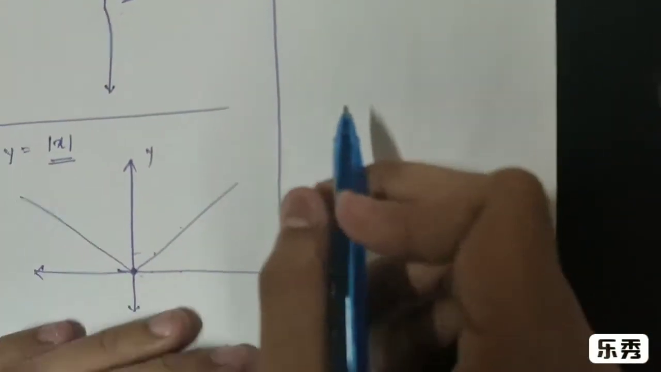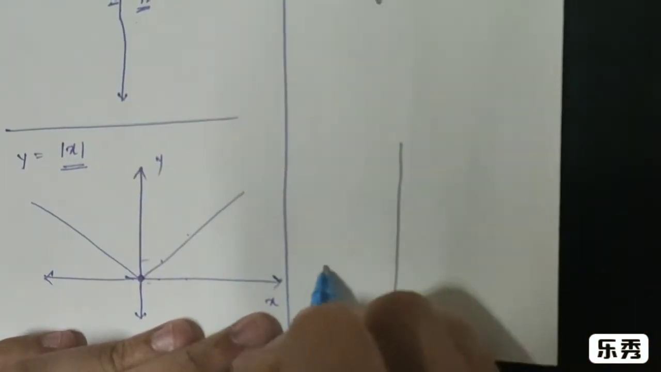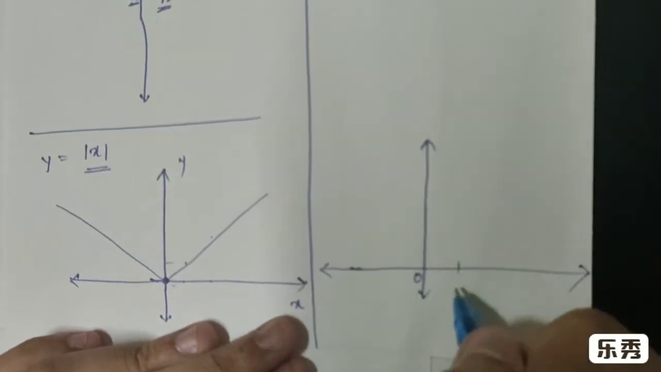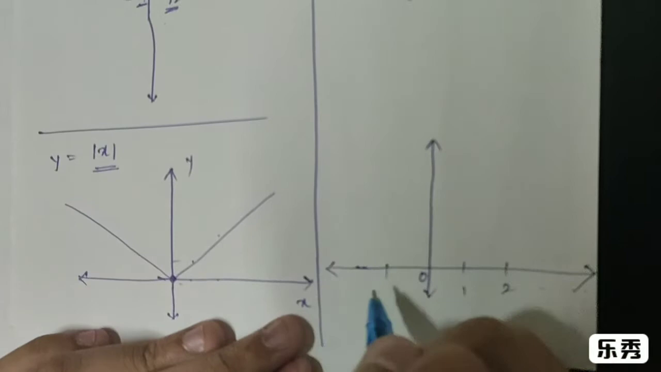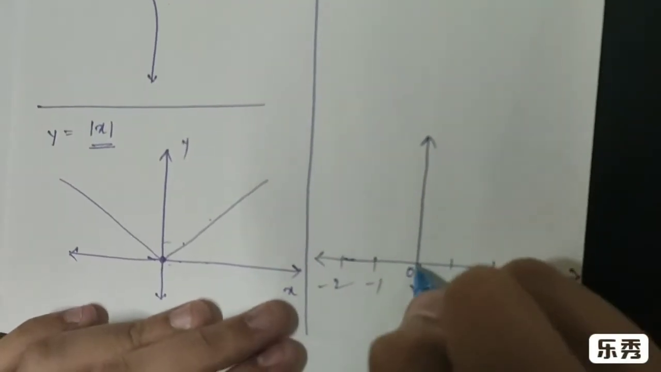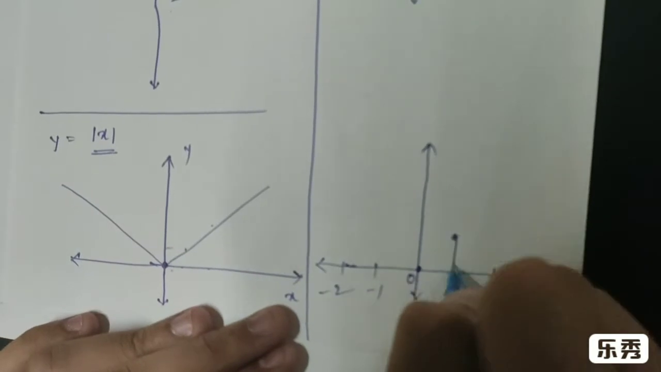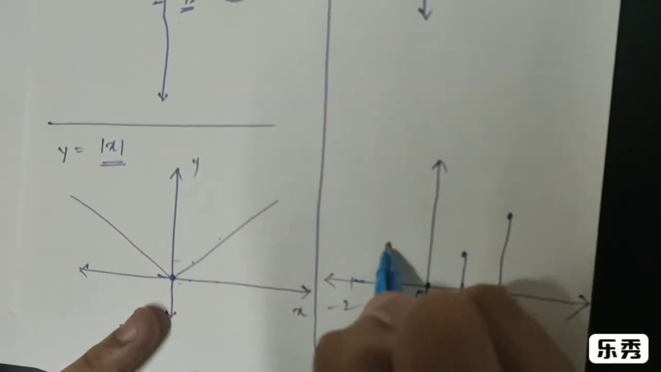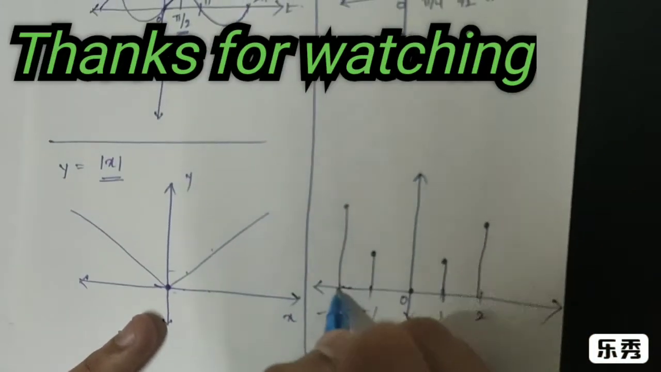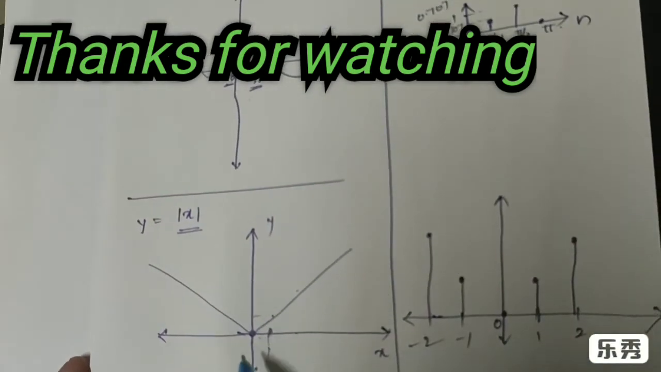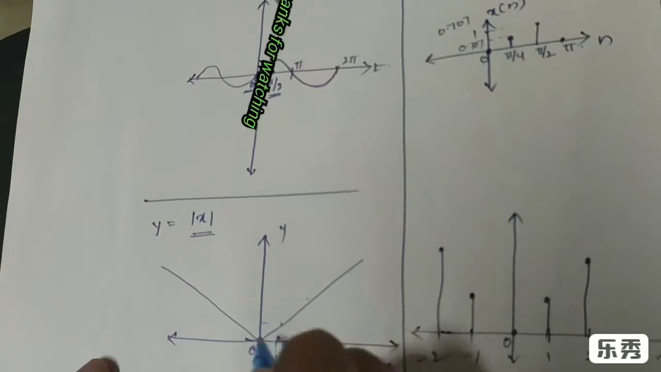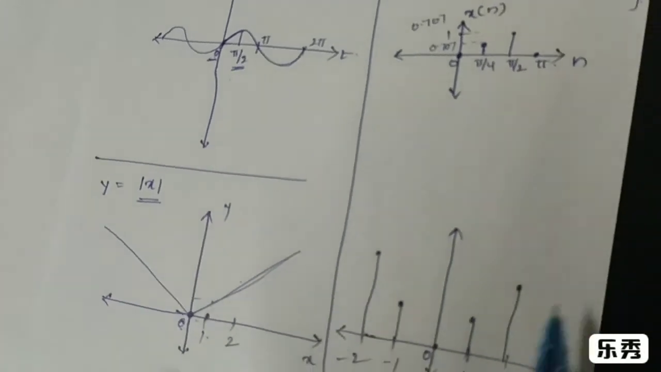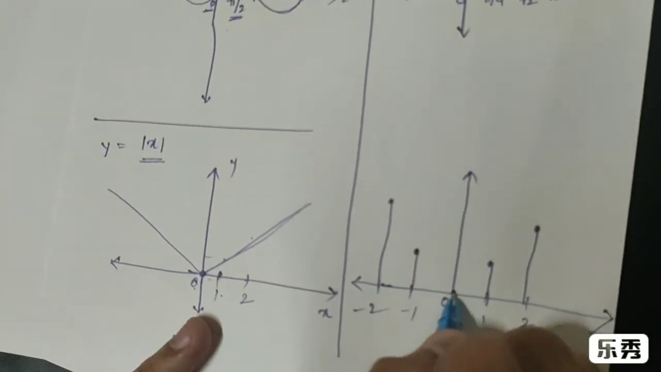Now when it comes to a discrete time signal, it's defined for only certain values like 0, 1, 2 and so on, and also on the negative side. Now the graph looks like this. You can see that in the continuous time signal the graph is defined for values between 0 and 1 also, but here you can see that it's defined for only 0 and 1.